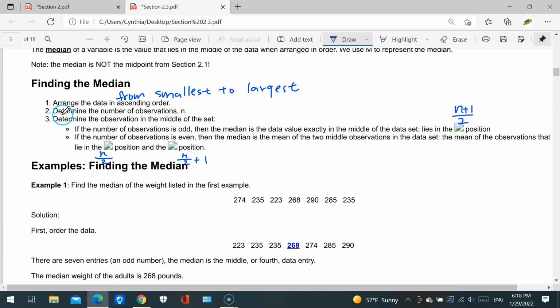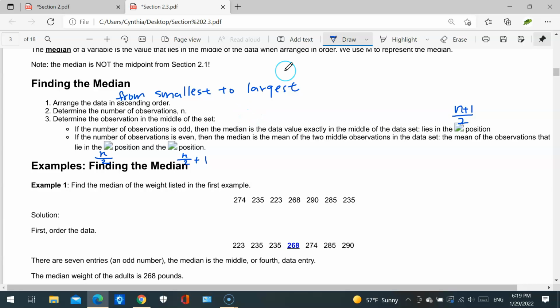And then you need to determine the number of entries. It could be even, it could be odd. When you have an odd number of data entries, you simply take the middle. The middle one would be the median. When your data has an even number of entries, you take the middle two, add them, and divide by 2.